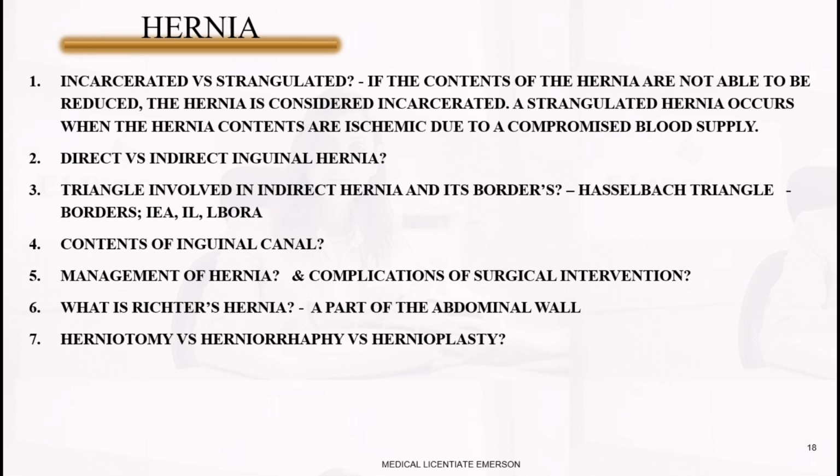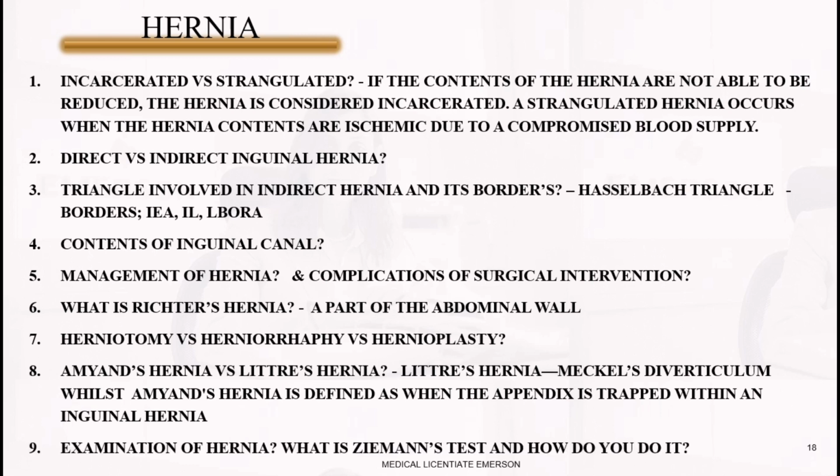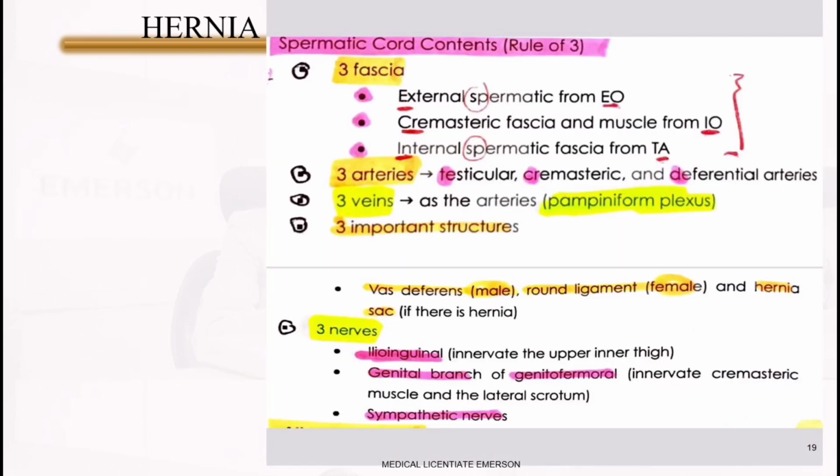Then anatomy versus herniography versus hernioplasty, you need to know the differences. Amyand's hernia versus Richter's hernia, versus Littre's hernia. So Littre's hernia is one which contains Meckel's diverticulum. Then Amyand's hernia is one which contains the appendix trapped within an inguinal hernia. Then examination of hernia and what is Ziemen's test and how do you do it.